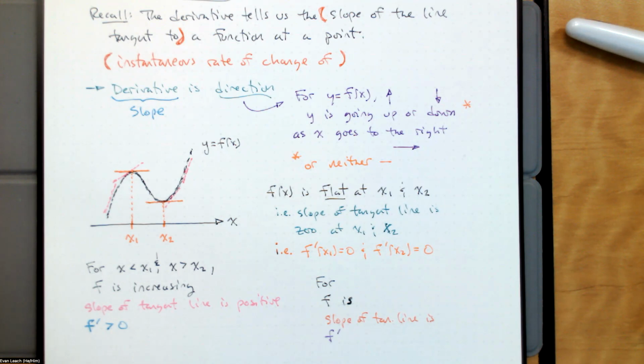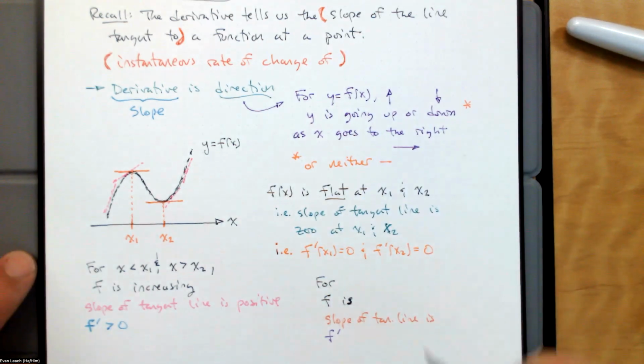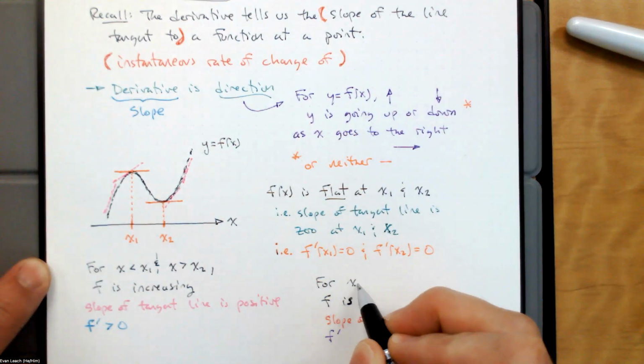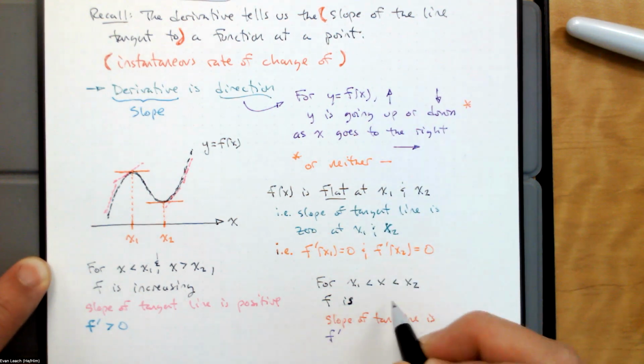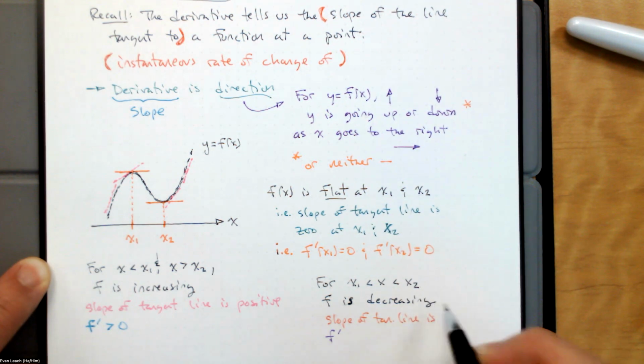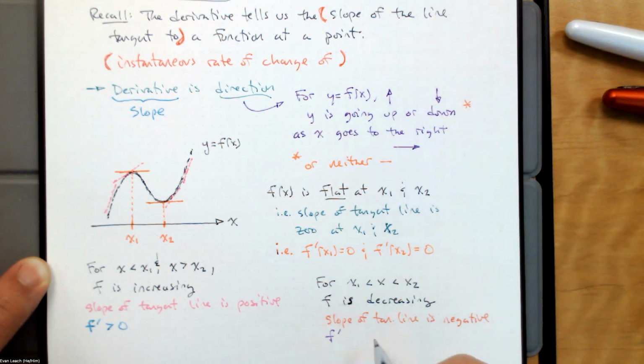So what am I going to write in this section? What's happening between x1 and x2? f is decreasing. So the slope of the tangent line is what? Negative. And so f prime is negative.